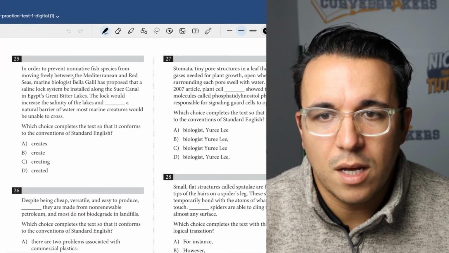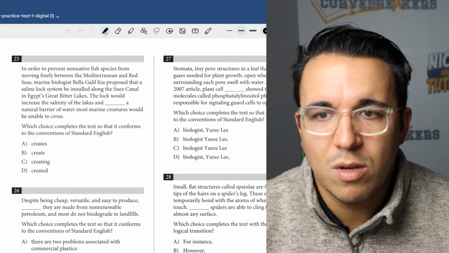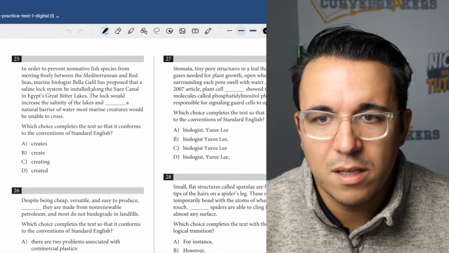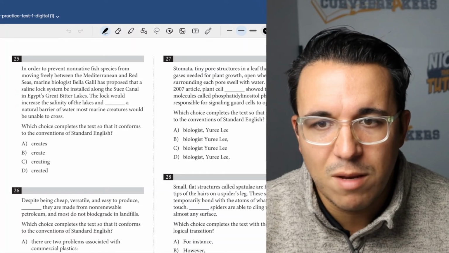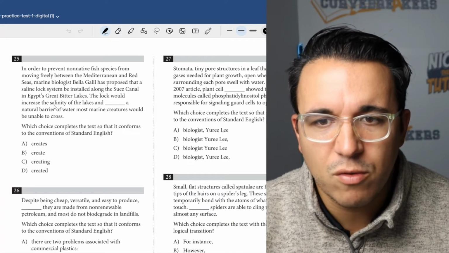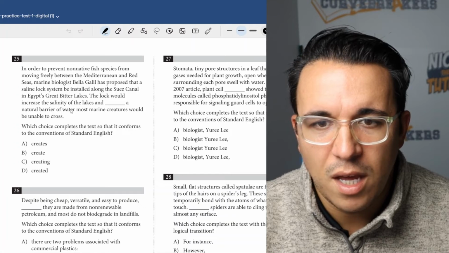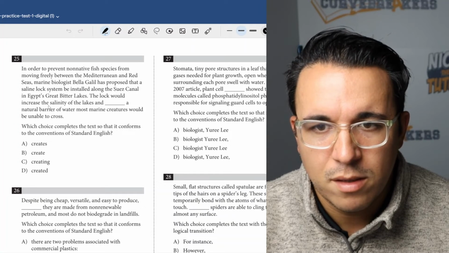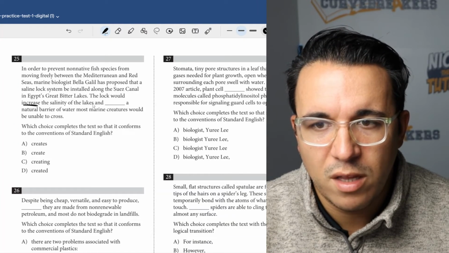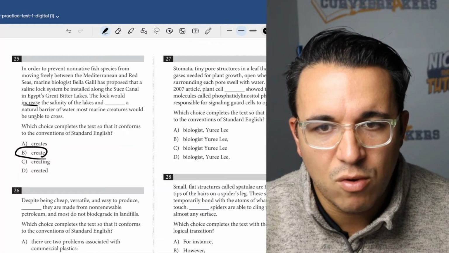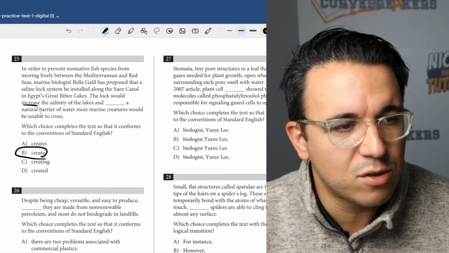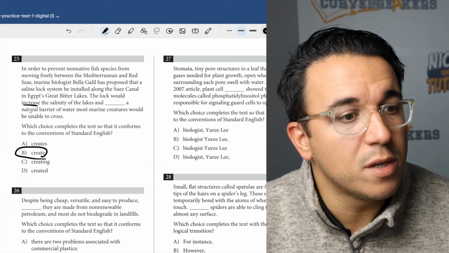In order to prevent non-native fish species from moving freely between Mediterranean and Red Seas, marine biologist Bella Galil has proposed that a saline lock system be installed along the Suez Canal and Egypt's Great Bitter Lakes. The lock would increase the salinity of the lakes and blank as a natural barrier. So it would increase the salinity of the lakes, and we want to match that verb tense, verb parallelism. So we go with B, create. So increase the salinity and create a natural barrier. So the correct answer is choice B.